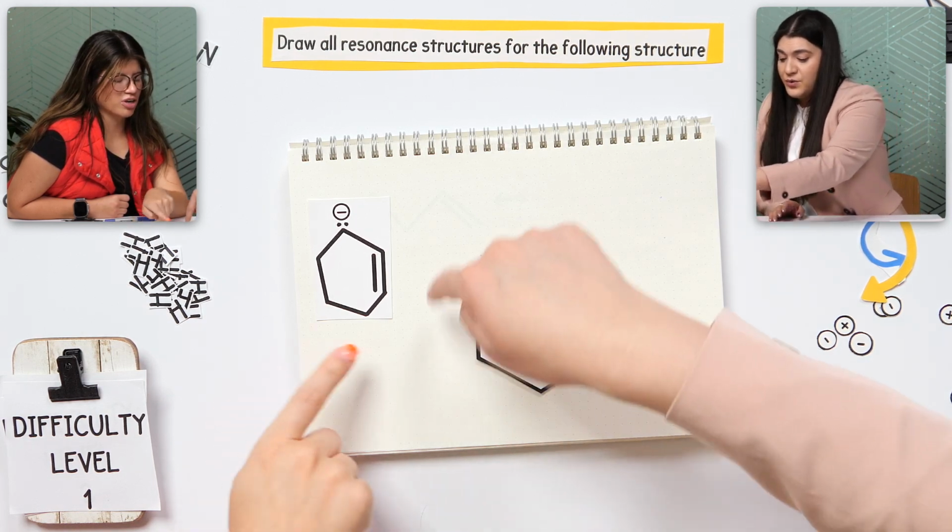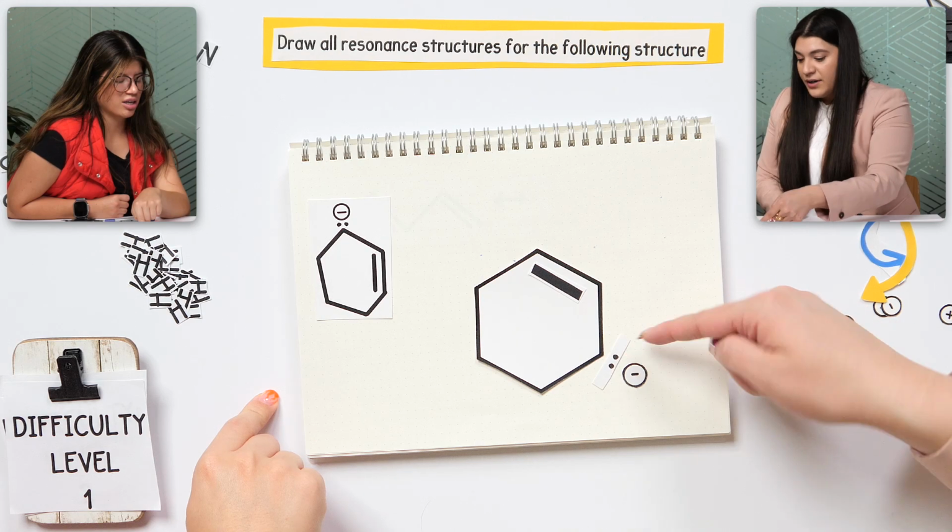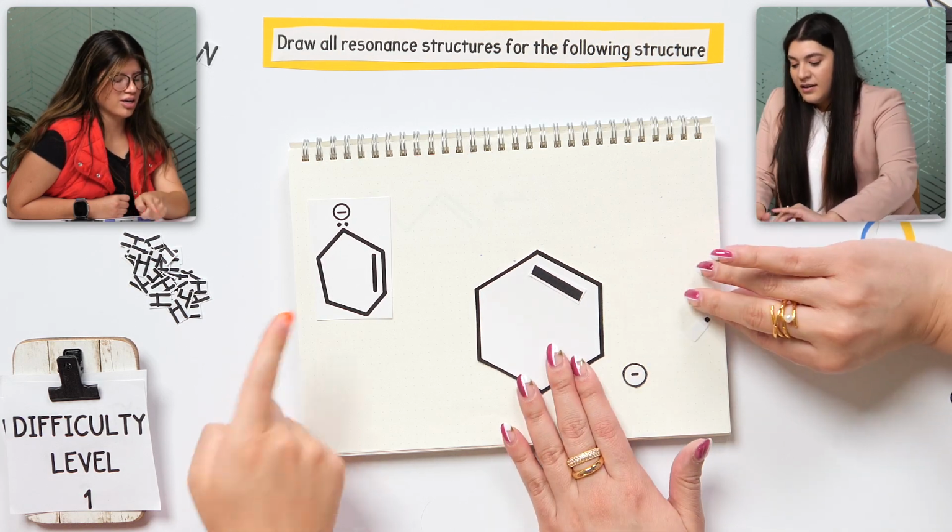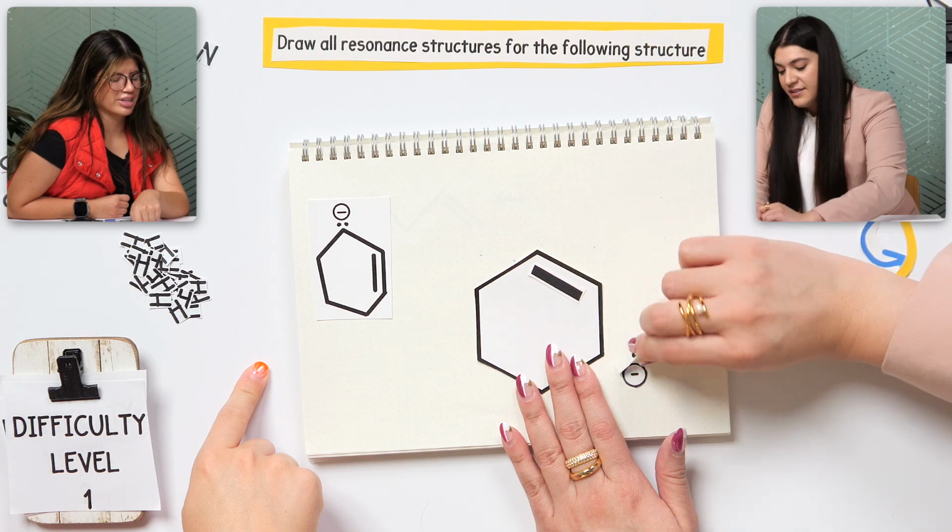We cannot continue to move anything around, because this would just go backwards. If I would then move back here, I'd have the same exact structure. Okay. Cool. That makes sense.